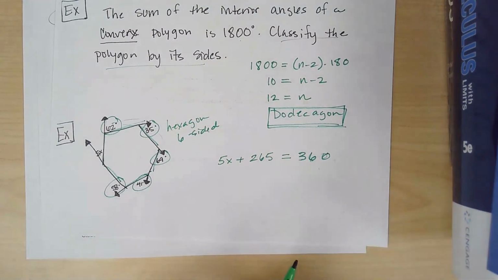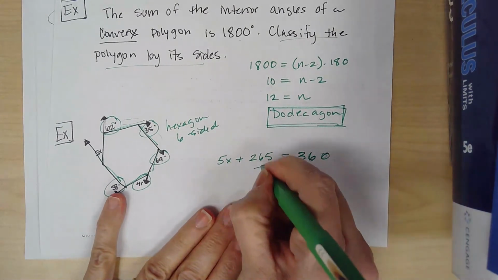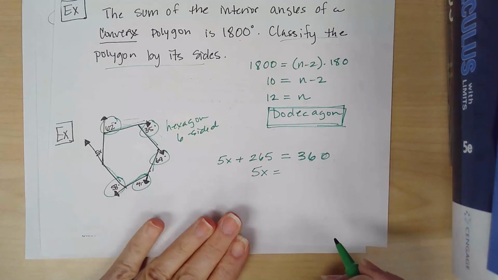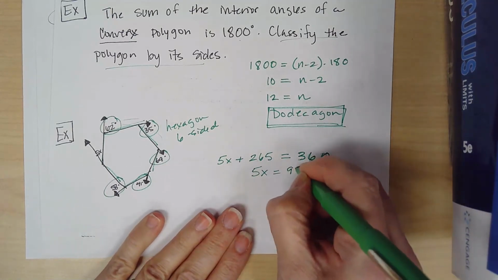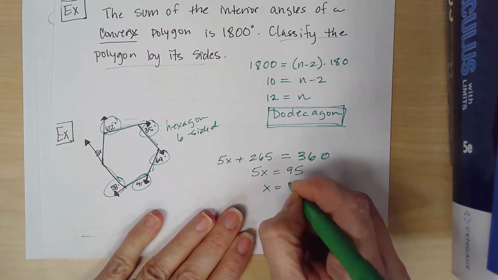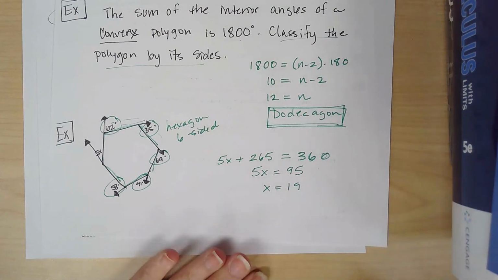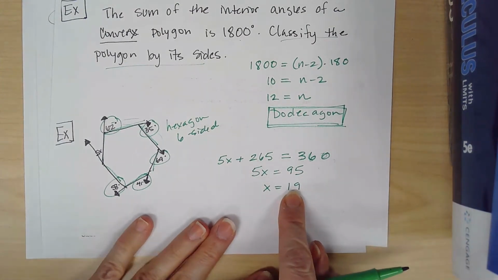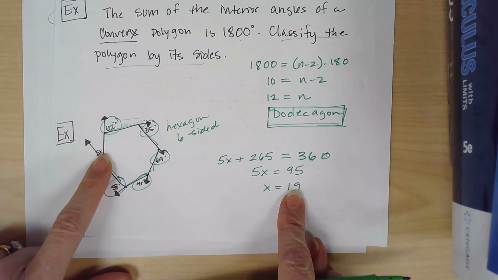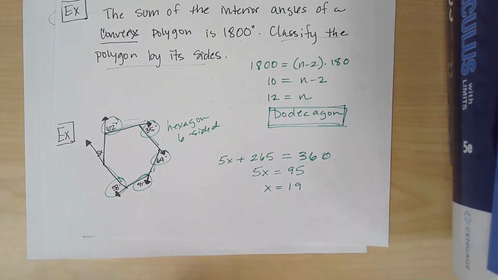So this is the algebra problem I want to see. And then what you'll do is obviously solve for x. We're going to subtract 265 from both sides. We're going to divide by 5. And I get x to equal 19. What x is representing is, if I plug 19 back in here, I could figure out what that angle would represent. Okay? So that's one way of doing that type of problem.